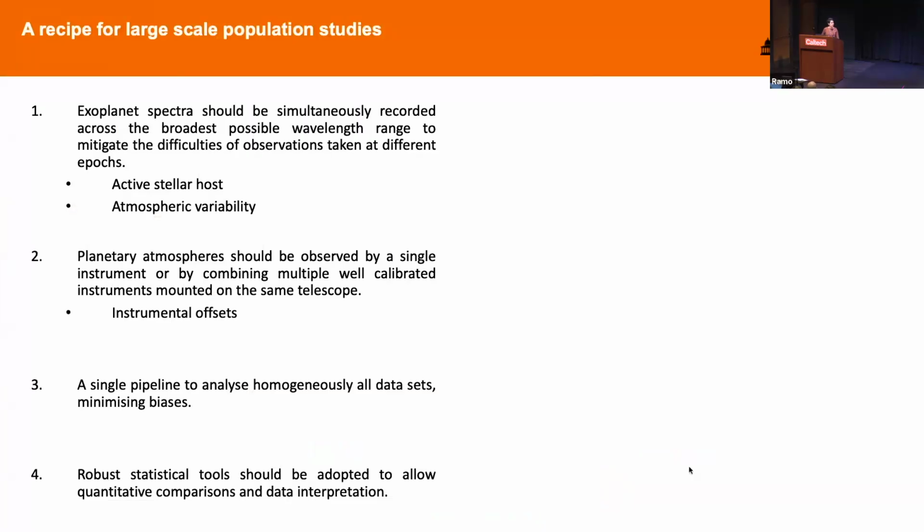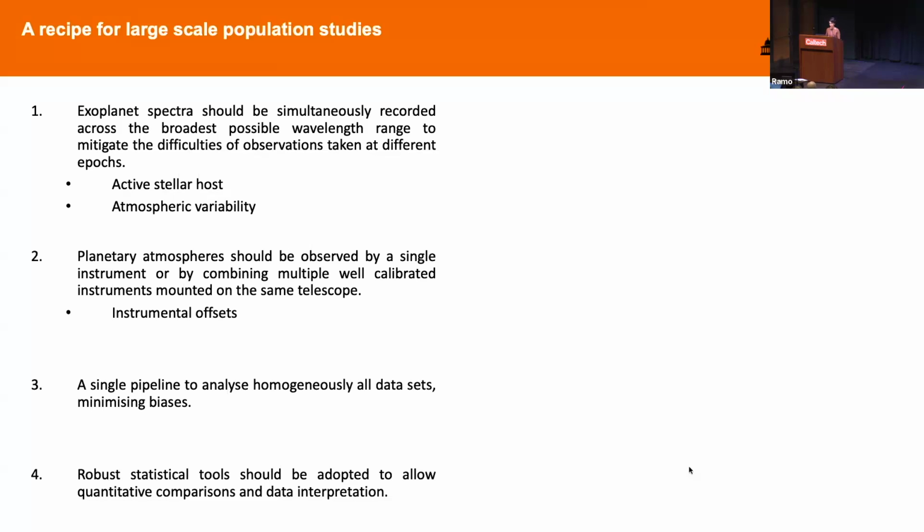So to perform comparative exoplanetology, there are a few conditions that should ideally be met. The first one is that exoplanet spectra should be simultaneously observed across the broadest possible wavelength range in order to mitigate the effects and the difficulties of observations taken at different epochs. These are, for example, coming from an active stellar host or the variability from the atmosphere of the planet itself.